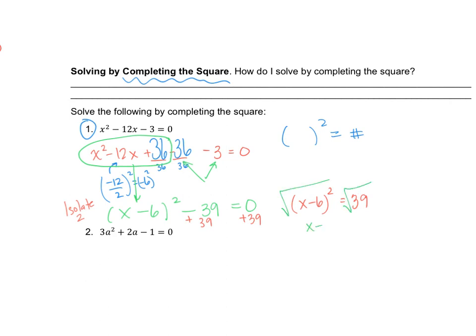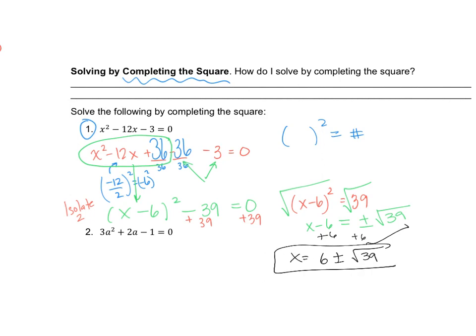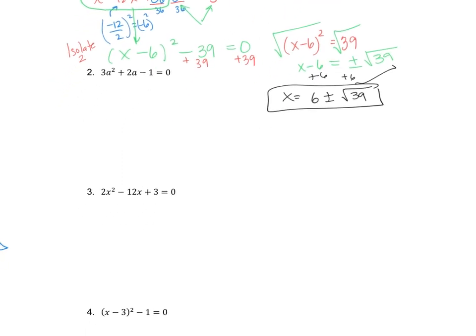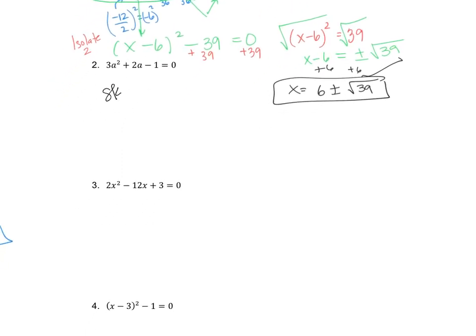We get x minus 6 equals both the plus and the minus of square root of 39, which that radical will not reduce. It's 13 and 3, but nothing else we could do with that. Then we're going to add the 6 back in. Again, those cannot combine, so we're going to say x equals 6 plus or minus the square root of 39. Final answer. Okay, we're going to skip number 2 for a second and go to number 3.